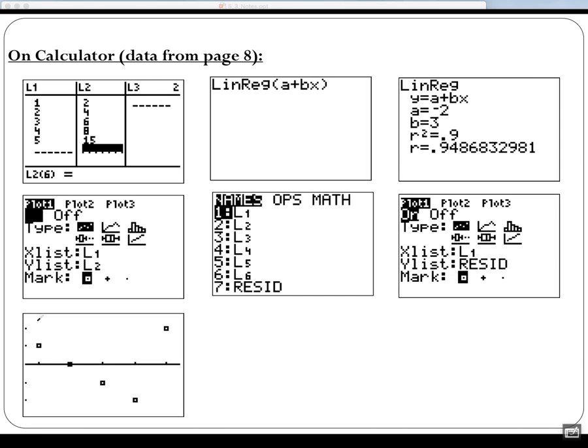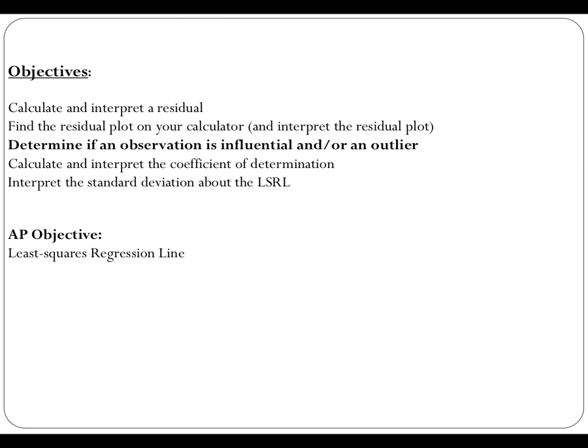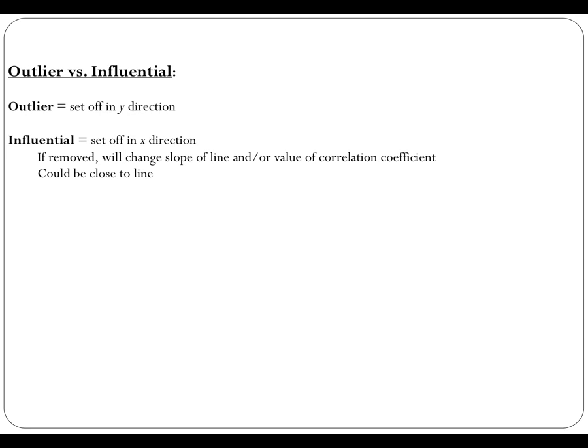Okay, we have one more thing to talk about and then we have an example to do. Last thing that I want to talk about is the difference between influential and outlier. An outlier is a data point that is set off in the y direction. An influential point is set off in the x direction. So an outlier is set off in the y direction, influential is set off in the x direction.